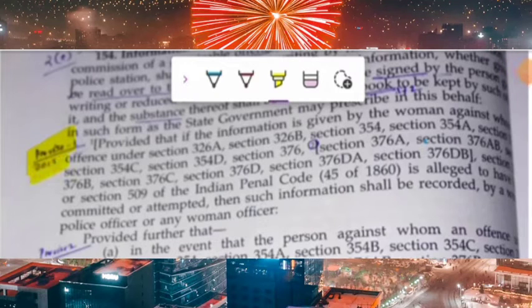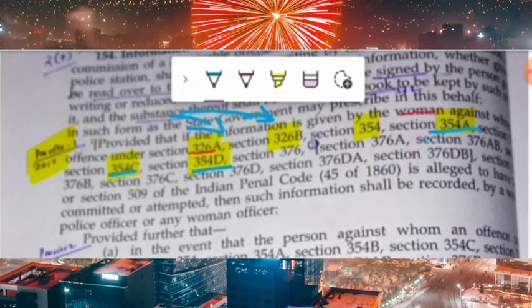Provided that if the information is given by the woman against whom any offence under section 326A, 326B, so section 326A and 326B of IPC deals with throwing acid and attempting to throw acid. Okay, so these are inserted by the Amendment Act because of acid attacks; these 2 provisions deal with acid attack. Then 354, 354A, 354C, 354D.